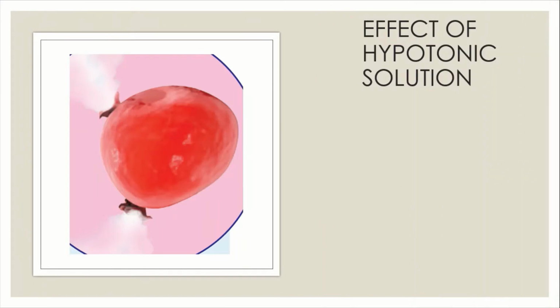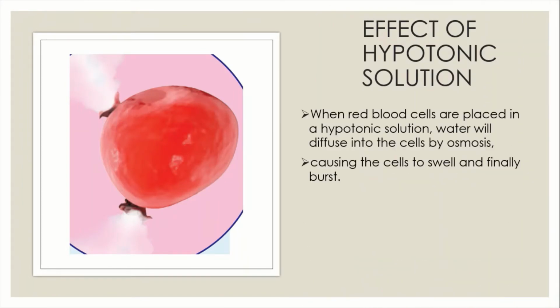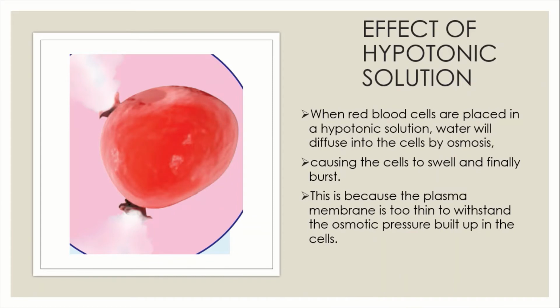So, effect of hypotonic solution in animal cell. When red blood cells are placed in hypotonic solution, hypotonic solution means that it has low solute concentration and high water potential. So water will diffuse into the cell by osmosis.